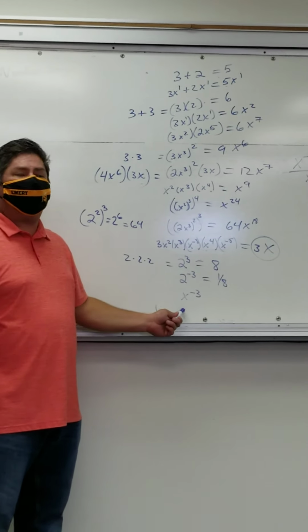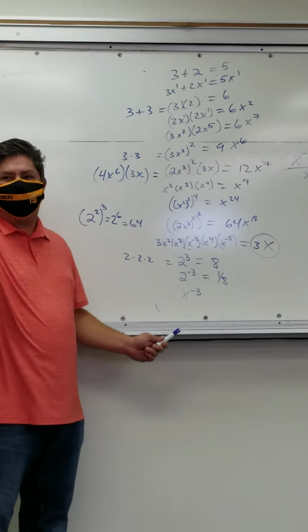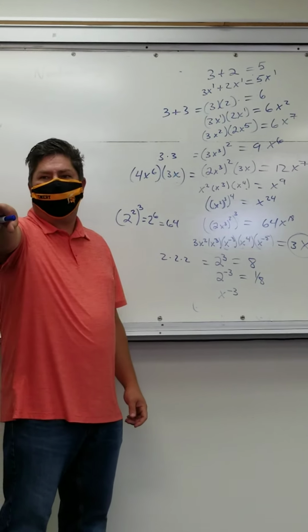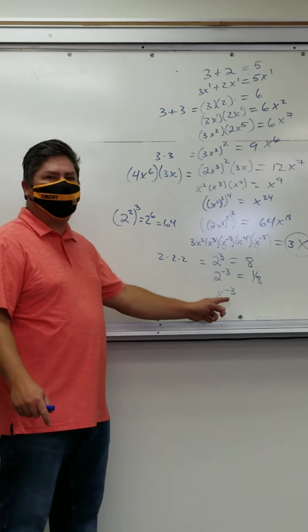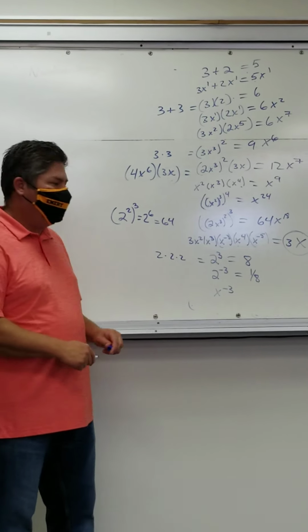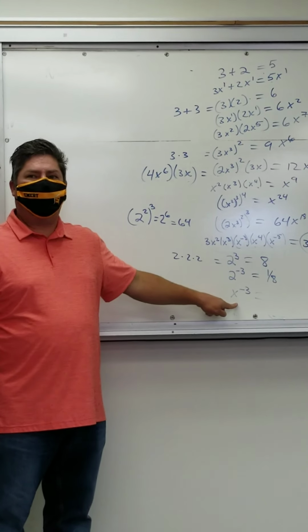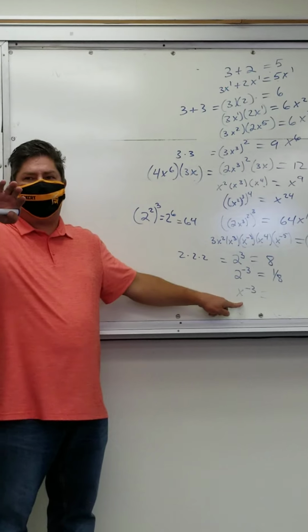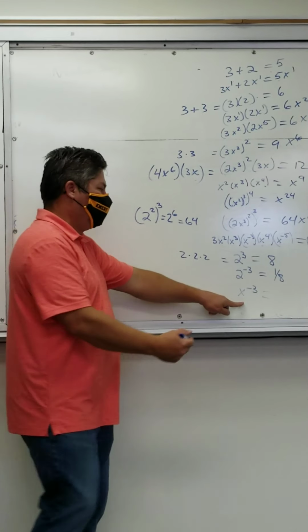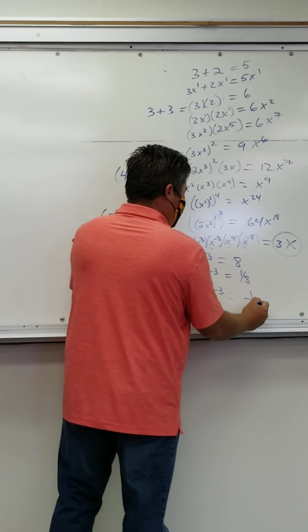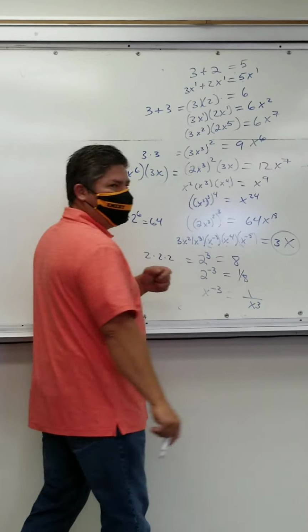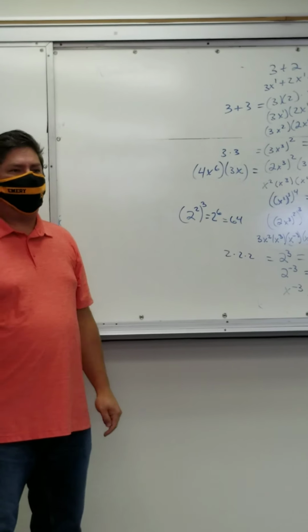What is x to the negative 3 then with positive exponents? What's your name? Tyson? Tyson. What's x to the negative 3 with positive exponents? I want just this to be exponent positive though. What will I do with that x to the negative 3? Flip it. So it's 1 over what? X to the third. Okay, that's all I wanted you to do on that.